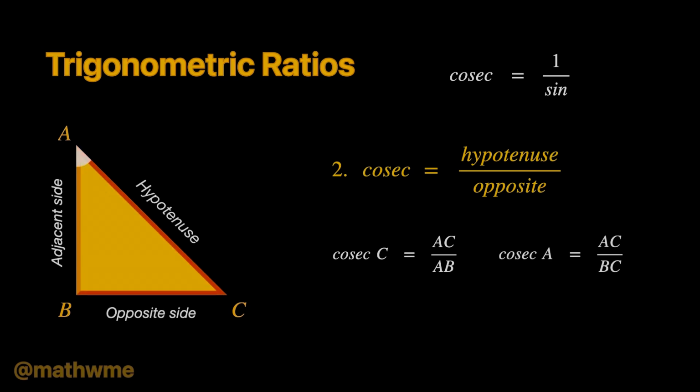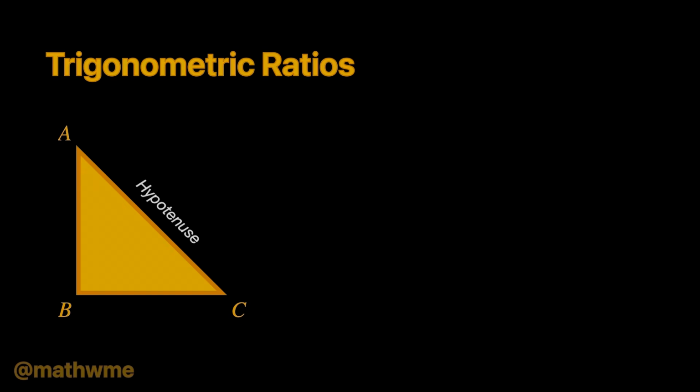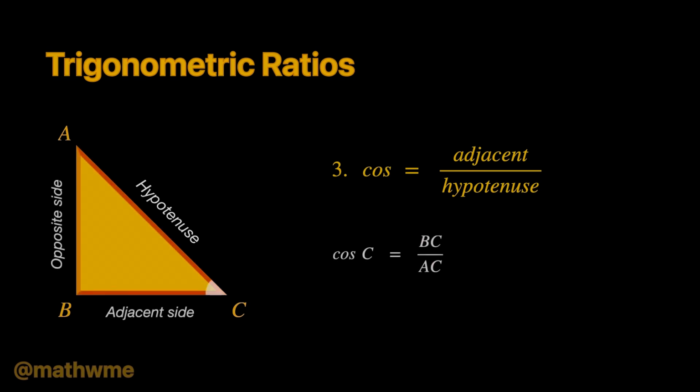And our third trigonometric ratio is going to be cos, where cos is given by adjacent by hypotenuse. So from angle C, it becomes BC by AC, as BC is the adjacent side with respect to angle C. Similarly, from angle A, it becomes AB by AC.